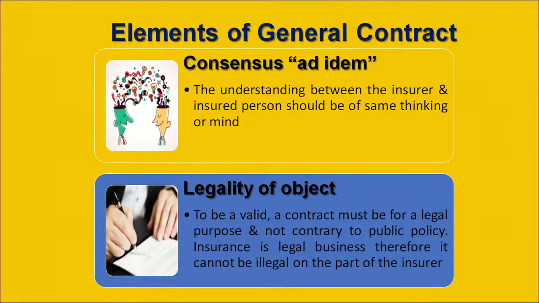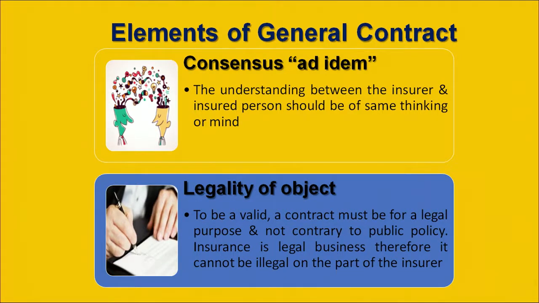So having defined the legal capacity to contract, the next essential becomes consensus ad idem. This means that the understanding between the insurer and the insured person should be of the same thinking, and they should be synchronized. It means that the message which I intend to transmit should be perceived by the insured in the same way which I had intended. So if I say that your insurance premium is 10,000, then I had intended it to be 10,000 per month, but the insured or the customer perceives it as 10,000 per year. So this becomes ambiguous, and it can have many meanings. So what I mean by consensus ad idem is that both of us should understand it in the same way.